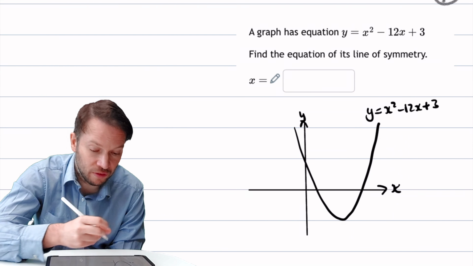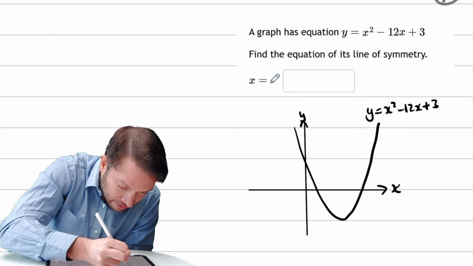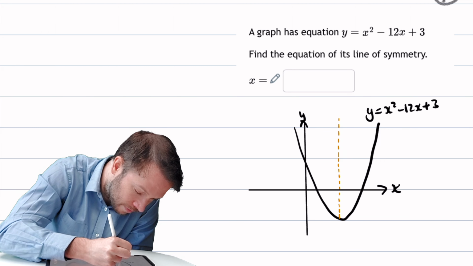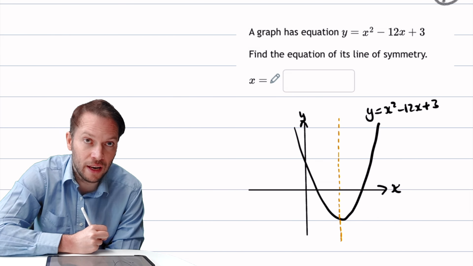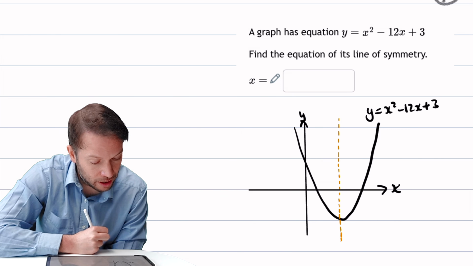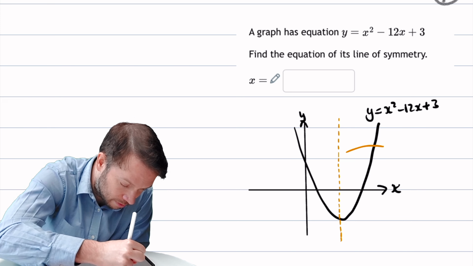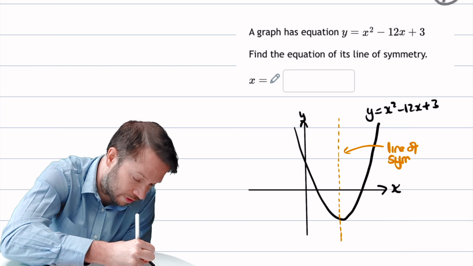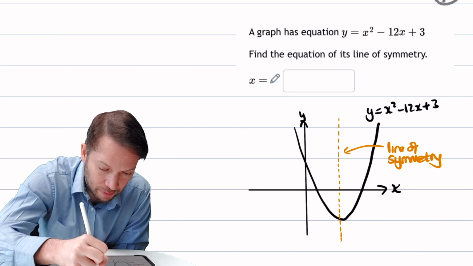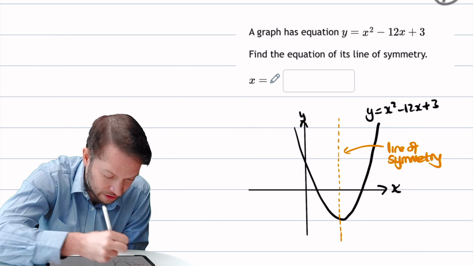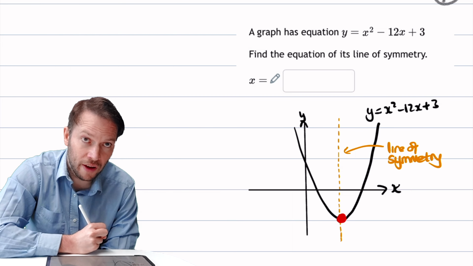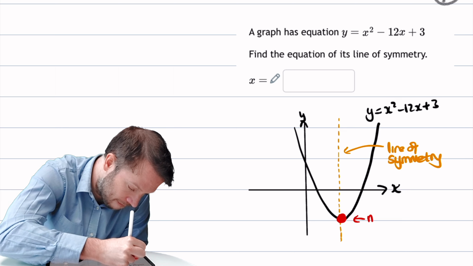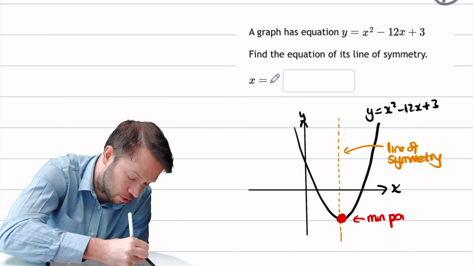Now, the line of symmetry is where? Well, it's this line here, isn't it? This is the line of symmetry where the graph is symmetrical, and we want to find the equation of that line. Now we can see that line of symmetry goes through the minimum point of the graph. By the minimum point, I just mean this point down here, where the y value is at its minimum. So that's the minimum point, or min point for short.